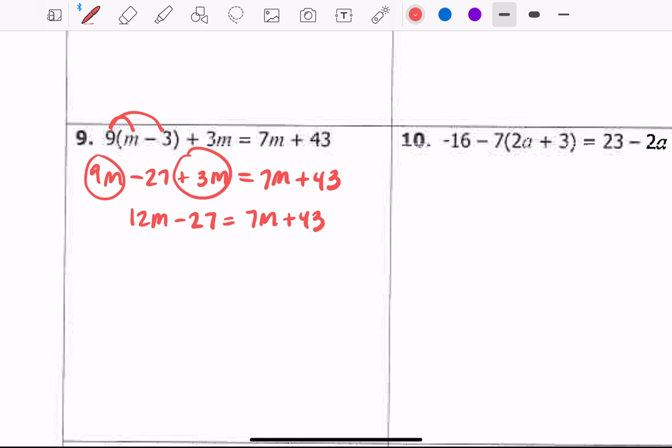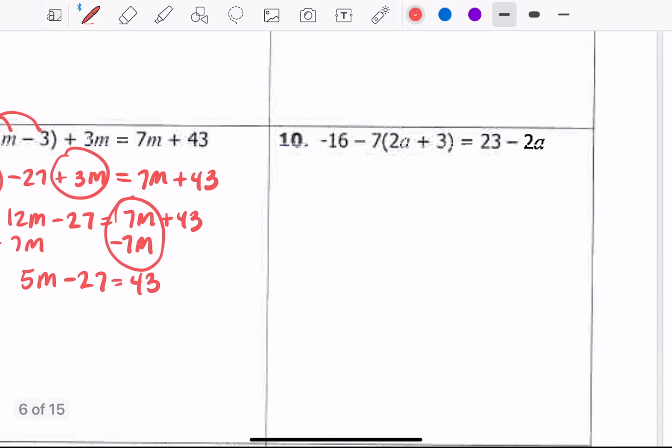So I did steps 1 and 2 simplified. Now I'm looking, I have variables on both sides. I am going to pick 7 to get rid of, so I'm going to subtract 7m from both sides. So on the left, it's going to be 12 minus 7m is 5m minus 27. This becomes 0, goes away, equals 43. And you're going to finish that.